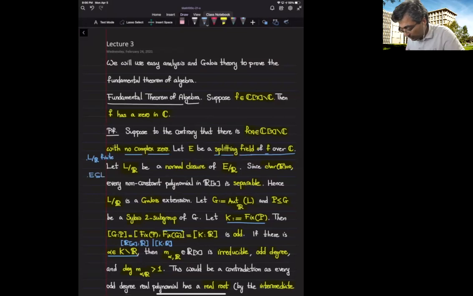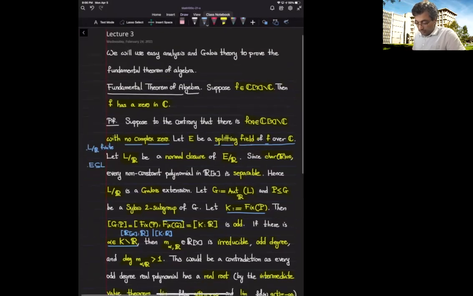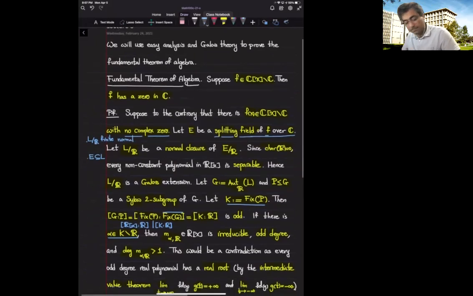Therefore, all the zeros of F and the complex numbers, both of them, are subsets. So the complex numbers are a subset of L, and all the zeros of F are inside L. And L over R is a finite normal extension. Okay, so these are the properties that we need in this proof.